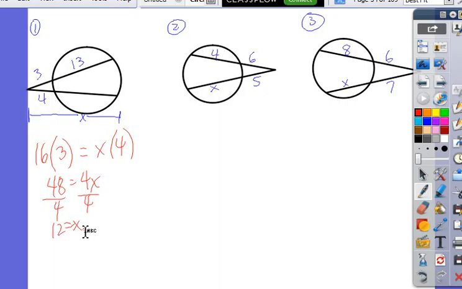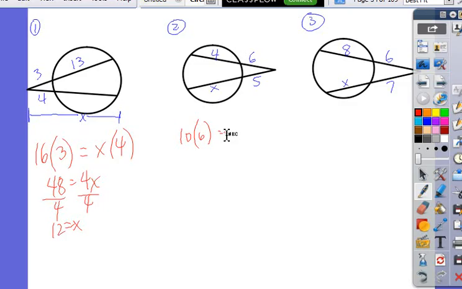Now, notice number 2 is a little bit different than number 1. Why is it different? Because it doesn't tell you that x is the whole side. But the rule is still the same. It's the whole thing times the outside. So if I'm looking at the top one, what is the whole thing for the top? 10, times the outside piece. Does everybody see that? The whole thing is 10 when I add up the 6 and 4. The outside piece is the 6.